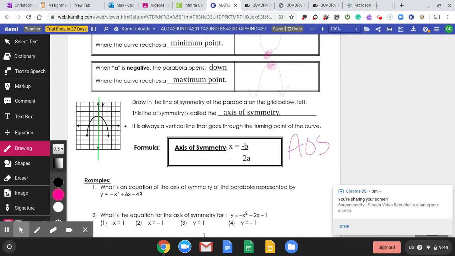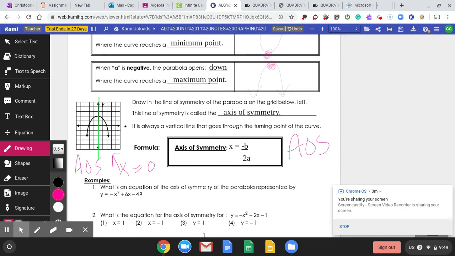Now, this is not exact over here. This example over here, it's not exact, but it pretty much looks like the line is right down the middle, and that line, axis of symmetry, is right on the y-axis, and that is x equals 0. So for this case, our AOS, or our axis of symmetry, is x equals 0 for that one.